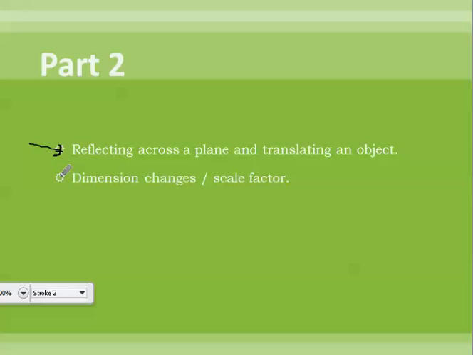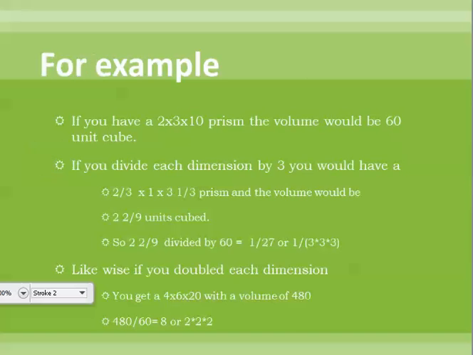This other one here is dimension changing scale factor, and I forgot to talk about that in that Class Connect. I needed to talk about that just a little bit. So what I wanted to do is give you a couple of examples here. If you have a 2 by 3 by 10 prism, that means it's 2 in one dimension, 3 in another dimension, and 10 going up the other dimension. If you find the volume of that, it'd be 2 times 3 times 10, and you would get 60 cubic units.